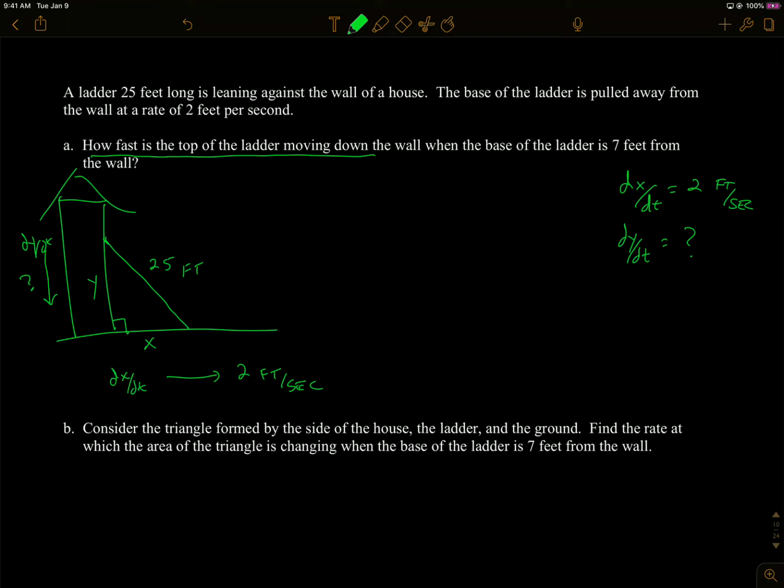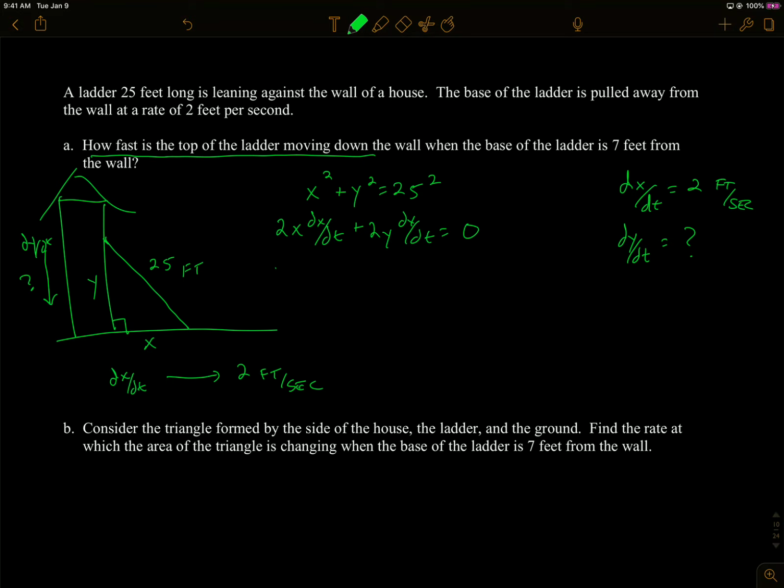Now we're talking about the lengths of 3 sides of a right triangle, so the formula here is going to be x squared plus y squared equals 25 squared. The Pythagorean theorem relates the lengths of the 3 sides of a right triangle. So I go ahead and take my derivative with respect to time. I get 2x times dx/dt plus 2y times dy/dt equals 0.